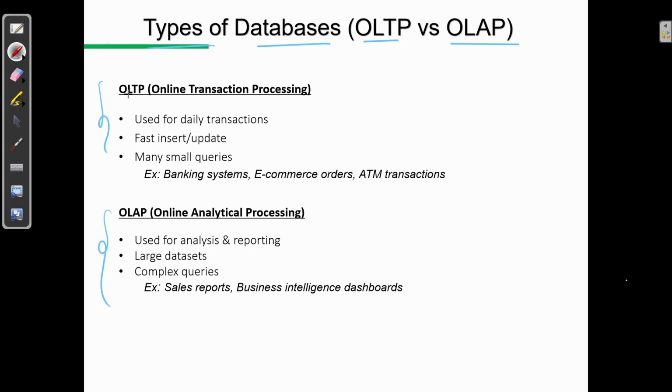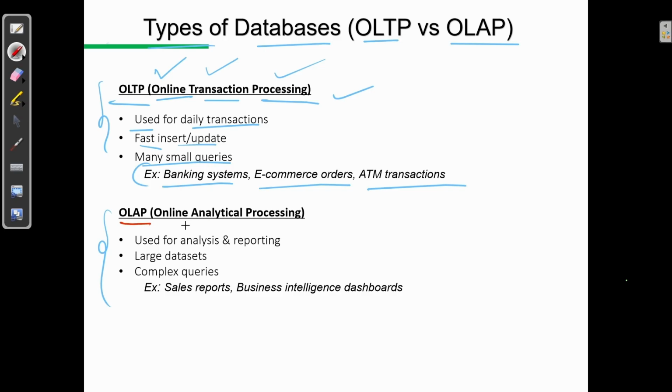So what is OLTP? OLTP stands for Online Transaction Processing. The full form itself depicts the meaning of OLTP, right? So it's a thing which is online, deals with the transactions and processing. Like it processes something, right? Which is online transaction. So it is used for daily transactions. Fast insert and update. Small queries are done. An example of where OLTP is used is in banking systems, e-commerce orders, ATM transactions.